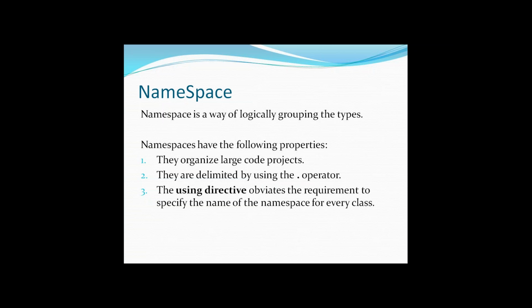So these are the few important properties associated with your namespace. They organize large code projects. Forget about the namespaces which were provided by .NET. Think that you have 100 files which you have created, and all these 100 files together contain some 300 classes, and you are working on a banking project which contains details related to your credit cards, bank accounts, and your trading account.